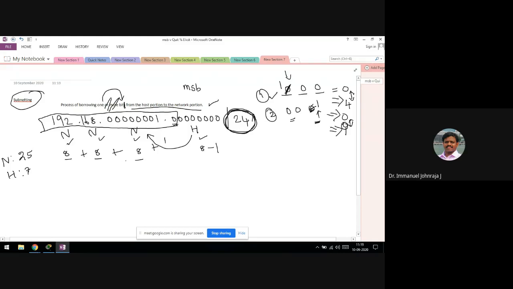Right. This directly changes the subnet mask. What is it changing, sir? Yes, because the subnet mask represents the number of bits for the network portion. We have learned it in the earlier class, right? So now earlier we had 24. Now I have borrowed one bit to the network portion. The mask becomes 25. So I write the mask as 25.